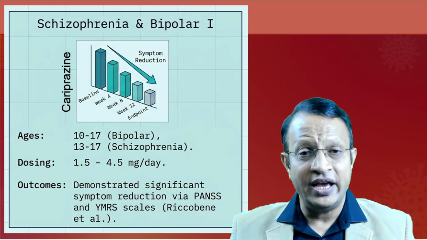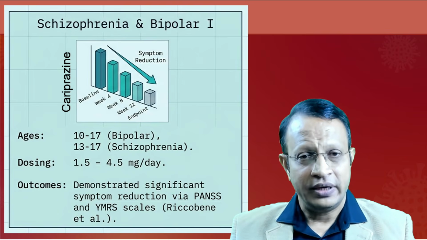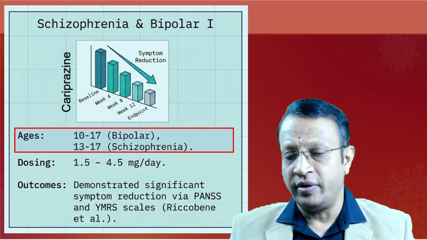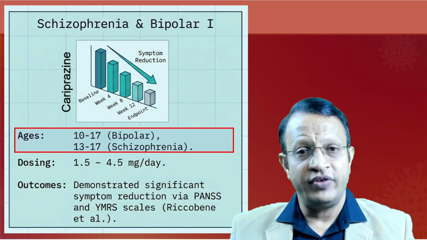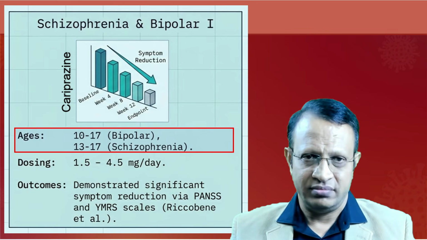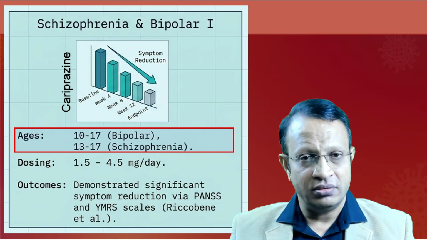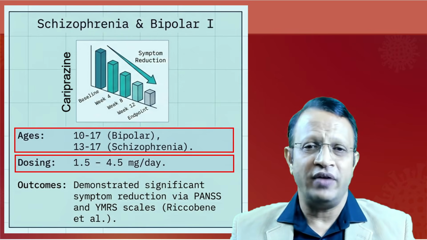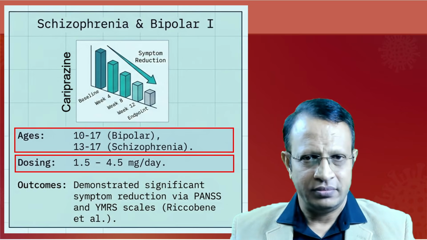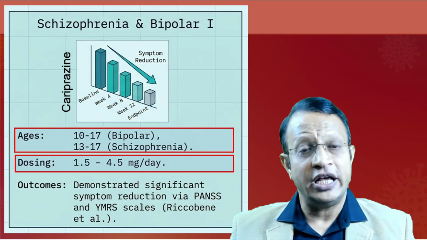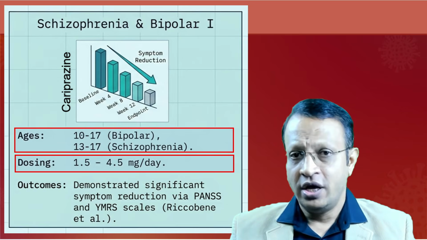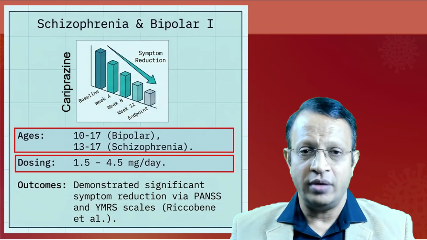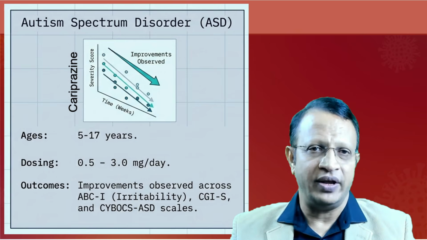What about cariprazine in pediatrics? FDA has approved cariprazine for children for bipolar disorder from 10 to 17, for schizophrenia 13 to 17 years. The dosing for children below 18 is between 1.5 to 4.5 milligram, my dear friend. And it has been found to be effective. So bipolar disorder 10 years and above, schizophrenia 13 years and above, the dosage is between 1.5 to 4.5.